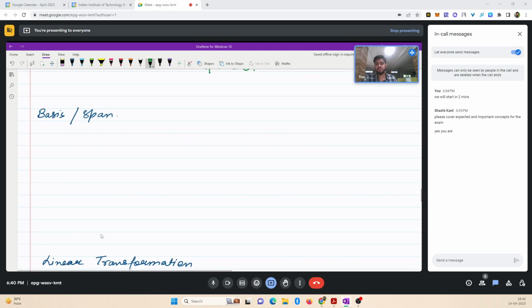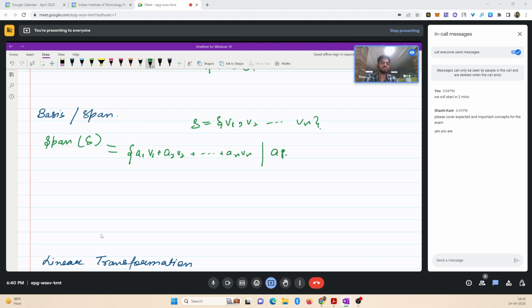Okay. Let's go to something called span of some set. Span is defined for some set S. Let's say you have set S having elements v1, v2, vn. Then span of S is defined as a1 v1 plus a2 v2 plus an vn, such that all your ai's belong to your scalars.